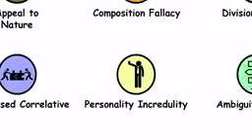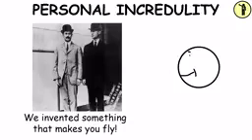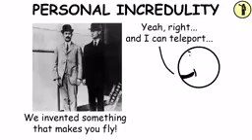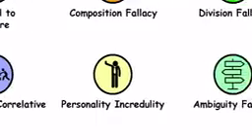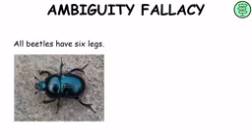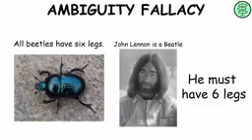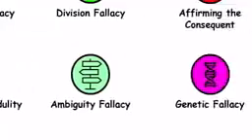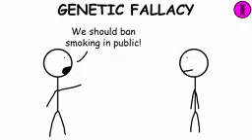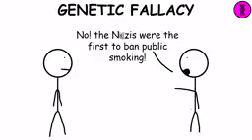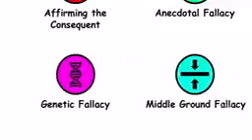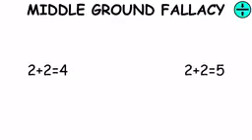Personal incredulity fallacy. It's committed when the arguer presumes that whatever is true must be easy to understand or to imagine. Ambiguity fallacy. It happens when an unclear phrase with multiple definitions is used within the argument, therefore it does not support the conclusion. Genetic fallacy. The genetic fallacy is the act of rejecting or accepting an argument solely on the basis of its origin rather than its content. Middle ground fallacy. It's the fallacy that the truth is always in the middle of two opposites.